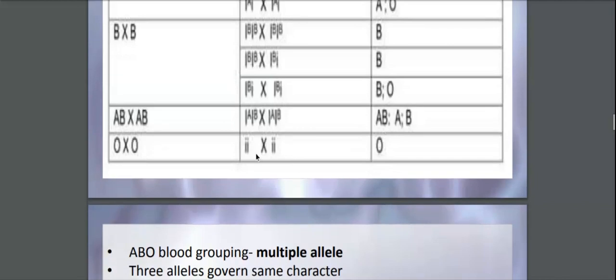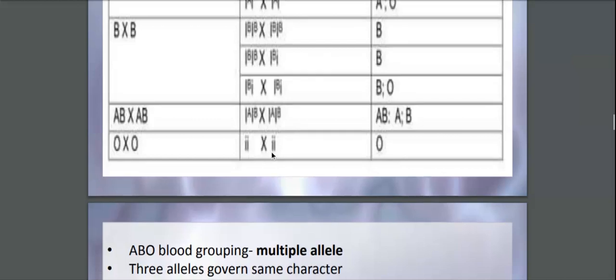And finally, O. Now, suppose two individuals who are O, both father and mother are O, there is no chance of a child being any blood group other than O, because you can see here there is only one possibility of combination, small i from here and small i from here.